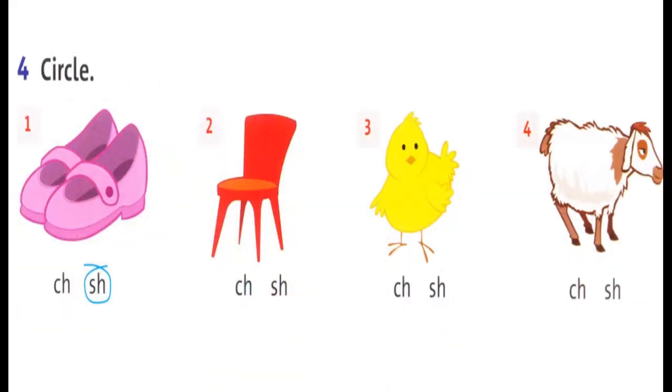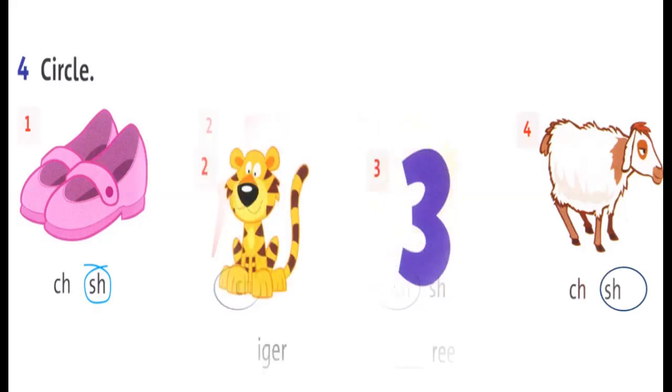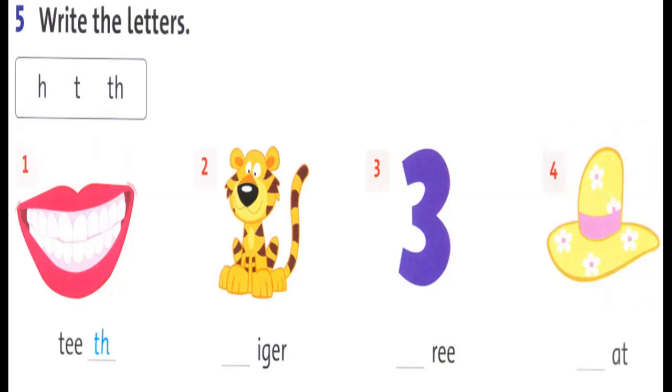Now for circle. 1, shoes. You circle sh. Number 2, chair. You circle ch. 3, chick. You circle ch. 4, sheep. You circle sh. Okay. Now 5, write the letters.